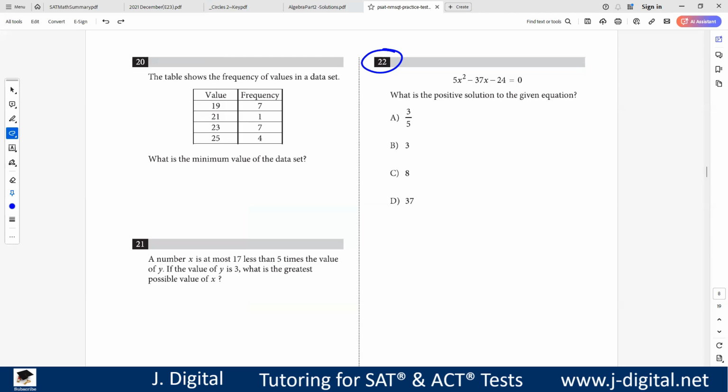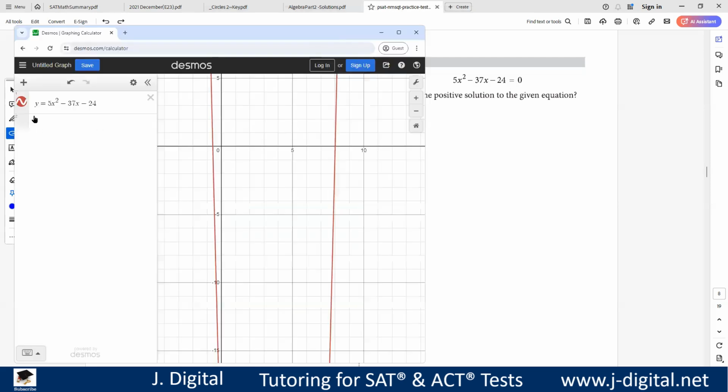And then one more way to solve it, which would be the quickest way to do it, is to use our friend Desmos. So graph your equation. Don't put the equals 0 in there. Just do y equals 5x squared minus 37x minus 24. It also works fine if you don't have the y there. When this equals 0, that's basically the y value. So when the function equals 0 are the x-intercepts of this graph.